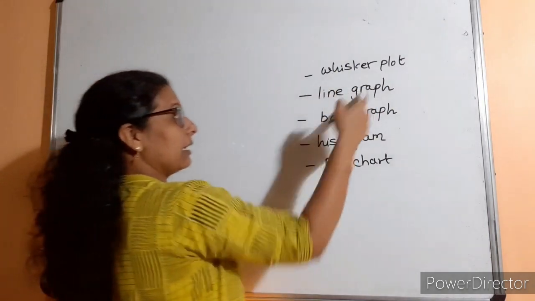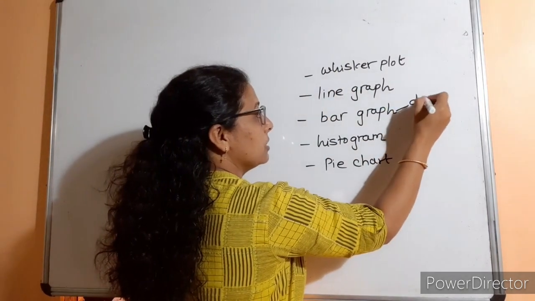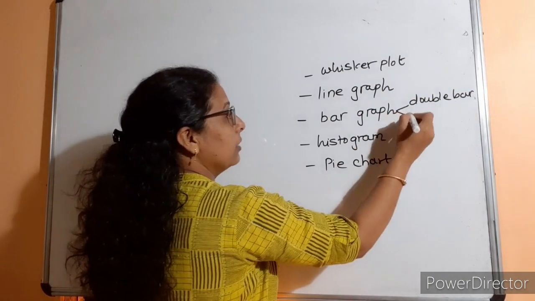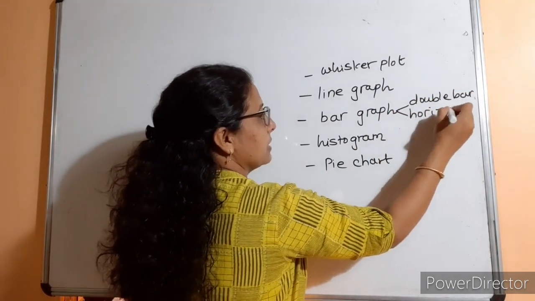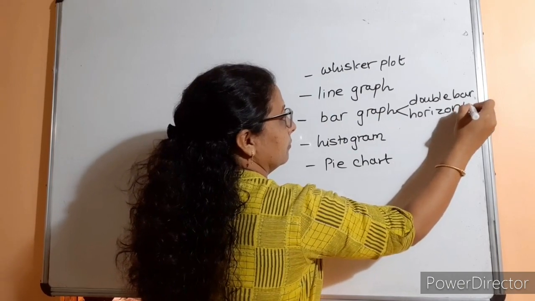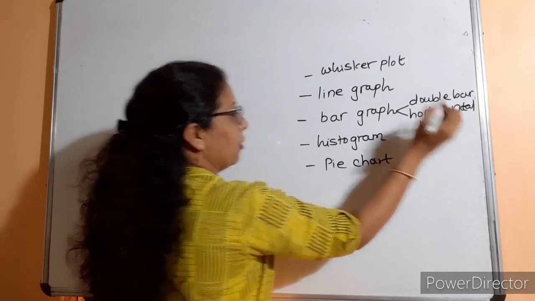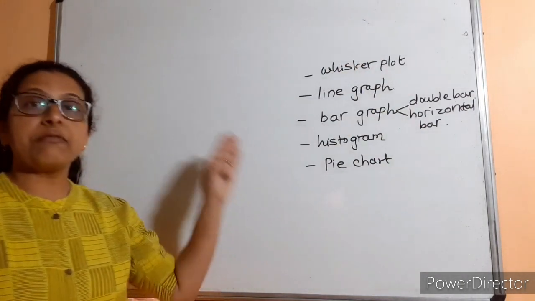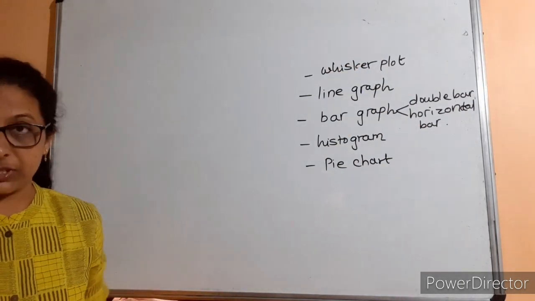So, there is the line graph, and the bar graph, where there is also a double bar graph and a horizontal bar graph. So these are the different types of graph that we will see in this portion.